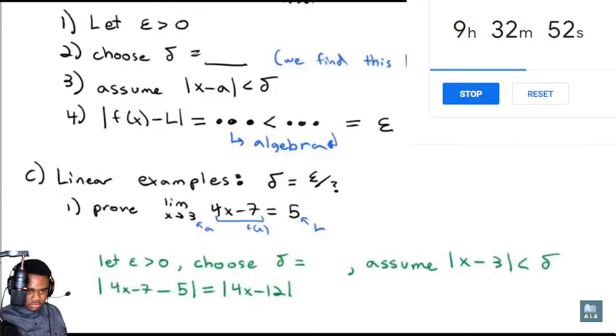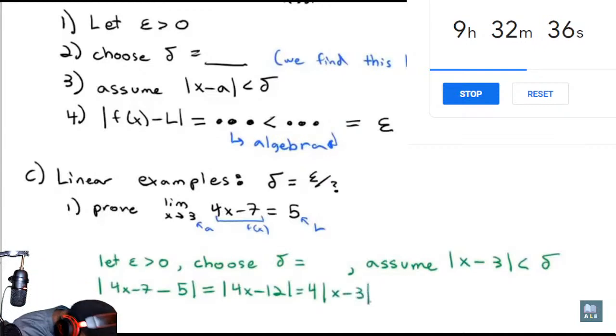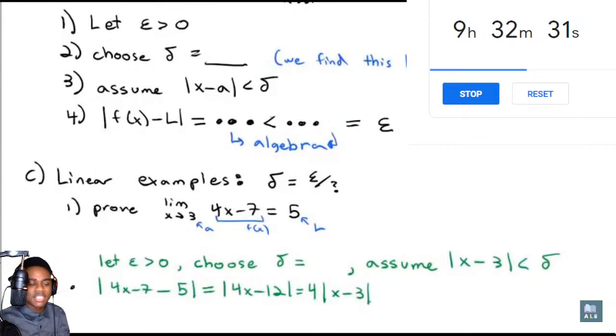And then what we ultimately want to do is find some absolute value of x minus 3, so we can use what we assumed. All we have to do is factor out the 4, and we get 4 times the absolute value of x minus 3. We know that the absolute value of x minus 3 is less than delta, so we're ready to do our less than statement. It's less than 4 times delta.